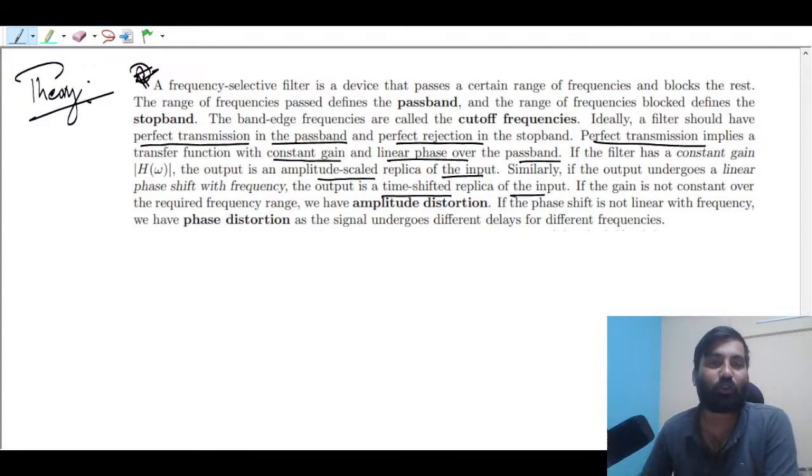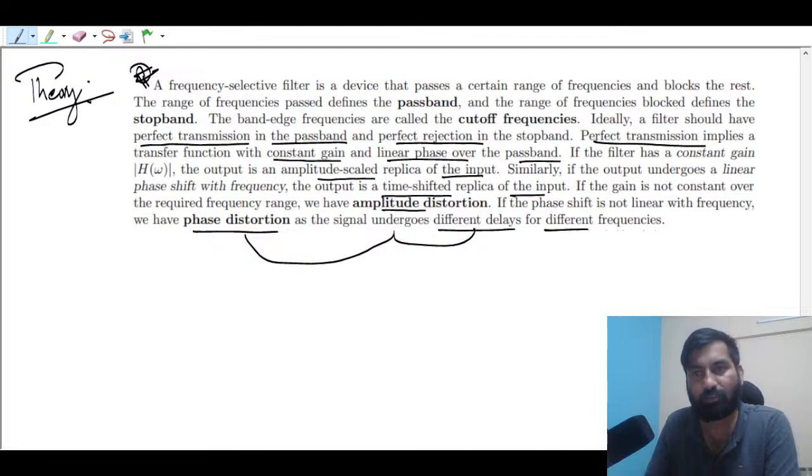If the gain is not constant over the required frequency range, then we have amplitude distortion. If the phase shift is, ये important है, not linear, then we have phase distortion that is going to introduce different types of delay for different frequencies, right? Okay. So how to find the phase delay and the group delay?